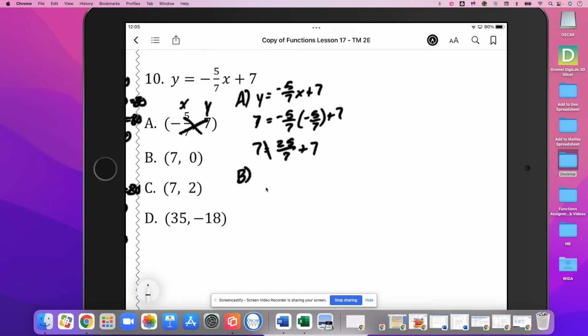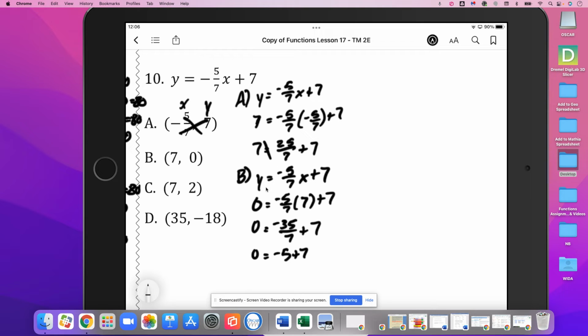B, we have y equals negative 5/7 x plus 7. 0 is equal to negative 5/7 times 7 plus 7. And so we've got 0 is equal to negative 35/7 plus 7. 0 is equal to negative 5 plus 7. And then 0 is equal to 2, which is not true. So B also does not satisfy the function. And so we are on to C.